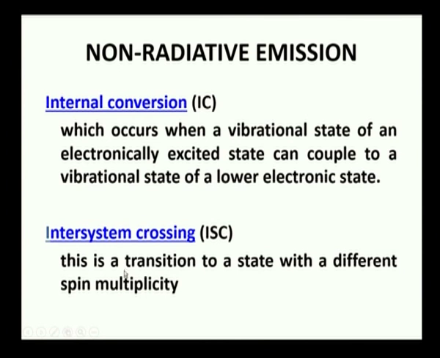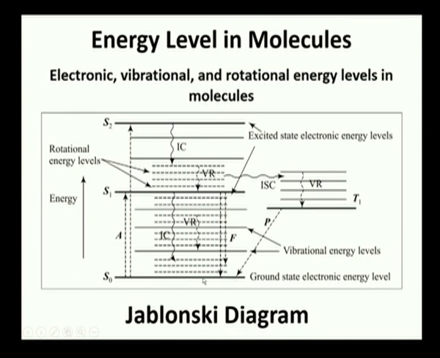Now, the two different kinds of non-radiative emissions which I have told you are the internal conversion, which occurs when a vibrational state of an electronically excited state can couple to a vibrational state of a lower electronic state, whereas intersystem crossing is a transition to a state with a different spin multiplicity, which you have seen in this diagram, that there is a change in the spin multiplicity from the singlet state to the triplet state. So, in this case there is a transition in the spin orientation and it is known as intersystem crossing.